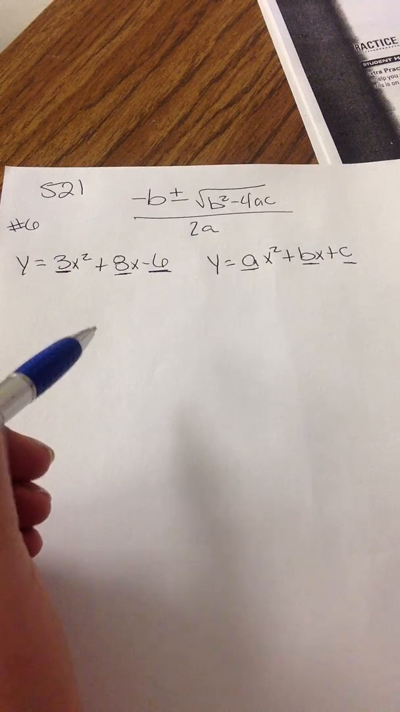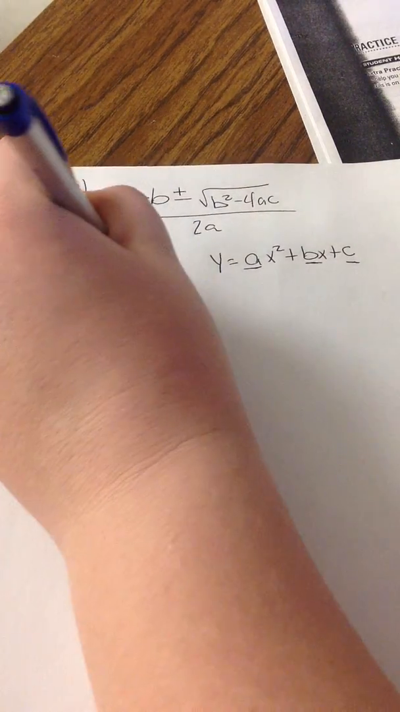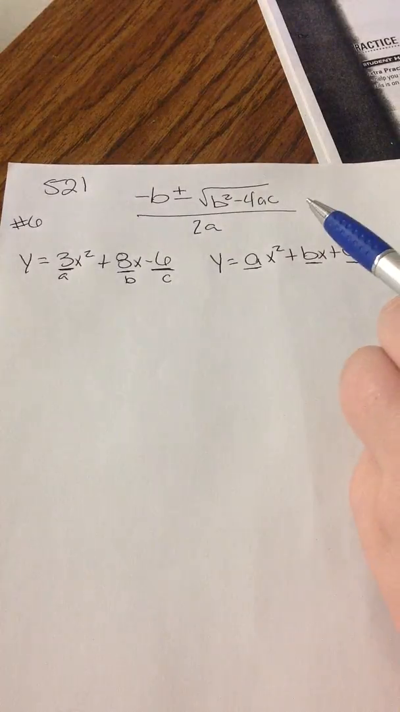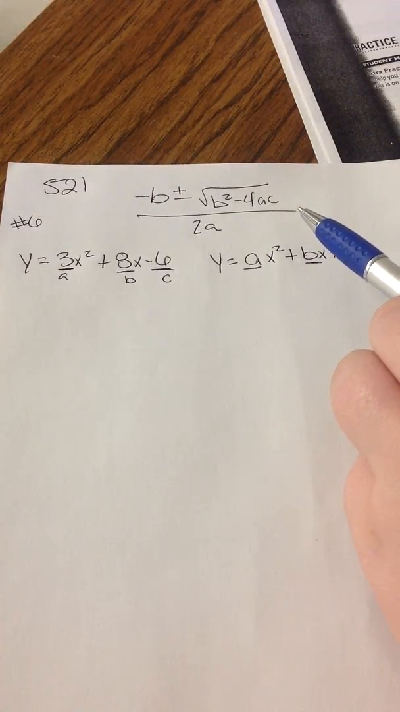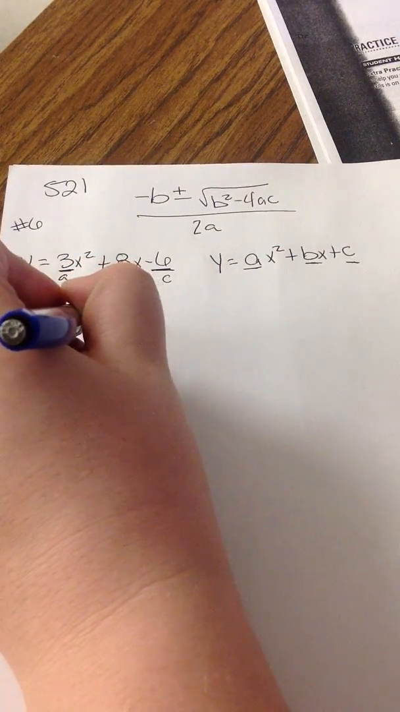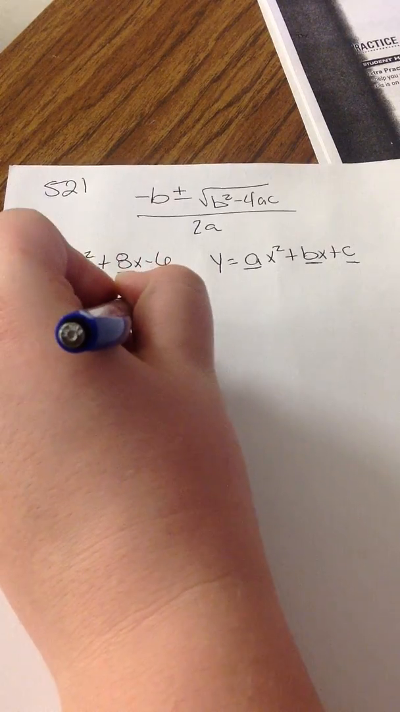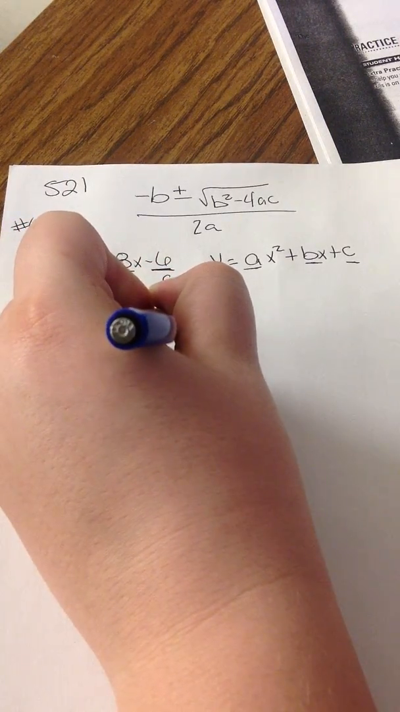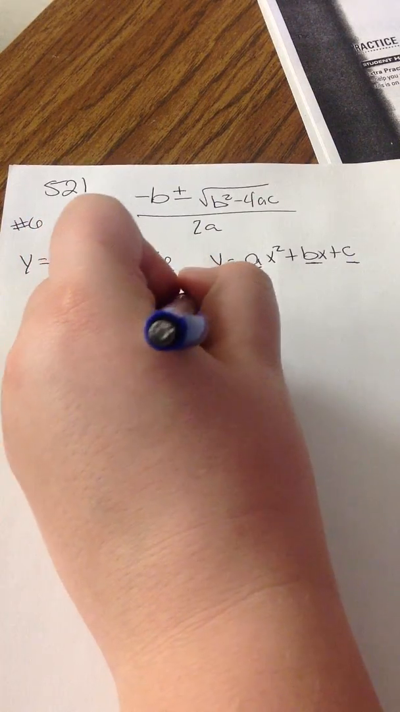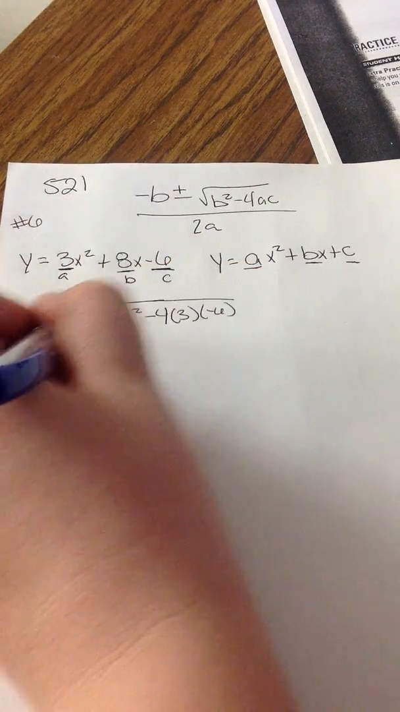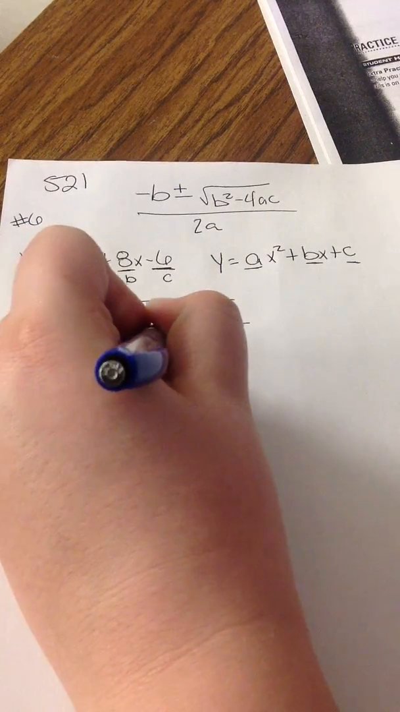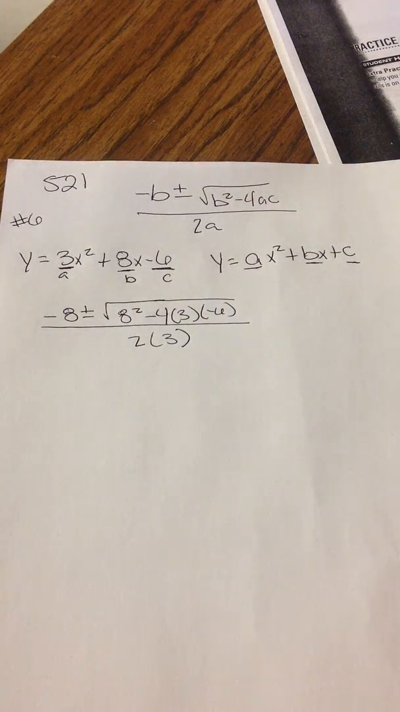So what you need to do is just plug these values into the quadratic equation first before you solve. So go ahead and plug those in. This is about what it should look like.